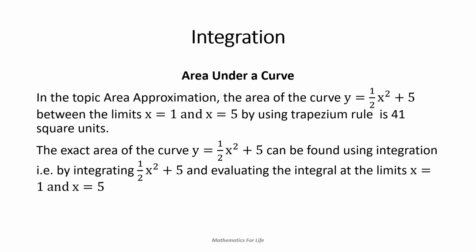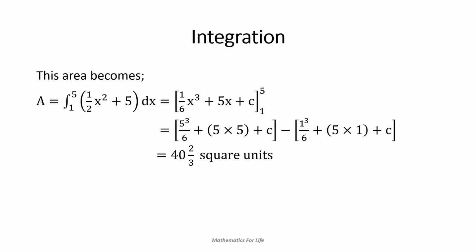Integrating the curve y = ½x² + 5 for the provided limits, which are x = 1 and x = 5. If we were to find the area bound by the curve y = ½x² + 5 for the limits of x = 1 and x = 5, then it will be given by the integral from 1 to 5 of (½x² + 5), and that will result to 1/6 x³ + 5x plus the arbitrary constant c.